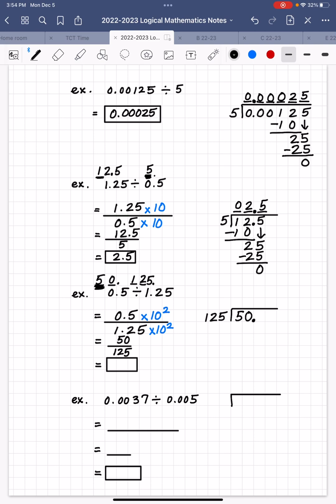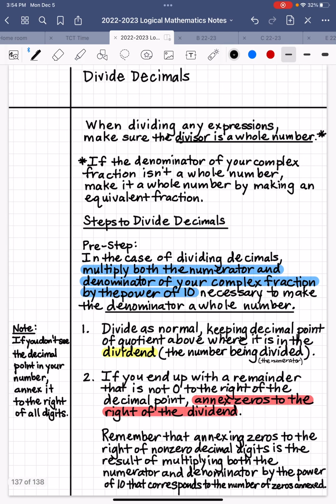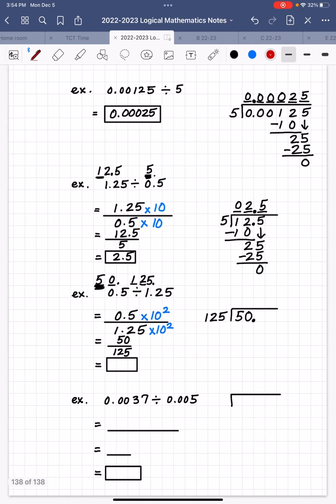And then I don't have any other digits here, so I'm going to annex a 0 to the right of the decimal point as I need. So if I need more, I'm just going to annex more zeros to the right of the decimal point. Now I'm going to put my little blanks in my quotient and copy my decimal point exactly above from where it is in the dividend in the quotient. And now I divide as normal. I'm reading this now as 500 divided by 125, okay?